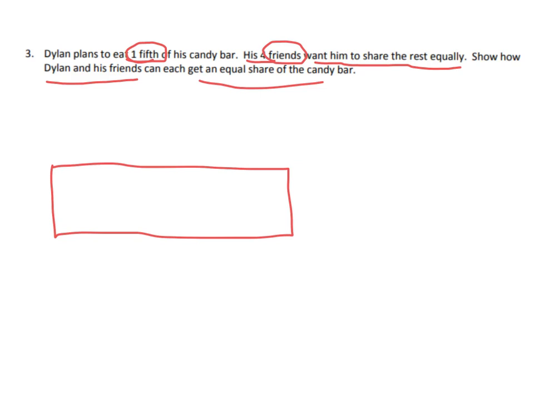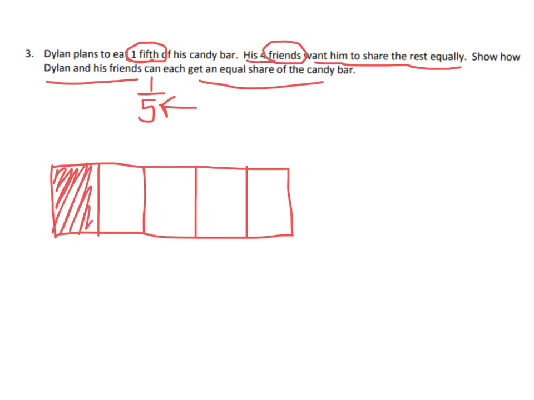It says that Dylan plans to eat 1/5 of his candy bar, and his 4 friends want him to share the rest equally. So the first part tells me that there's 1/5 of it, which means if I take a look at the bottom number, that's how many pieces of the candy bar there are. So I am going to draw 4 lines to represent the fifths. So Dylan wants to eat only one part of it. So this is what I'm going to shade in. I'm going to label it D for Dylan.